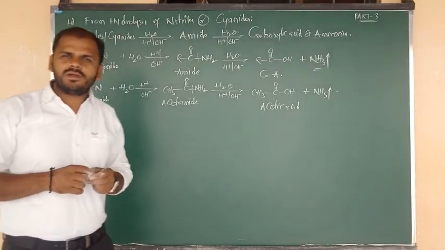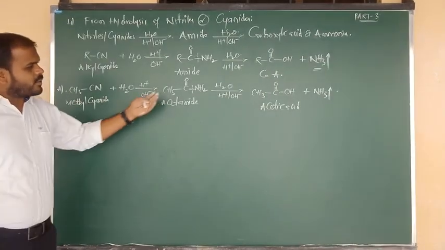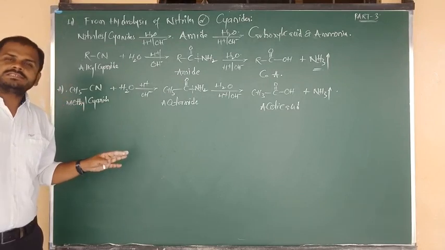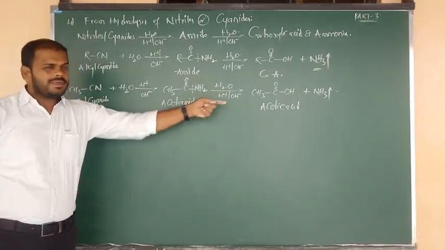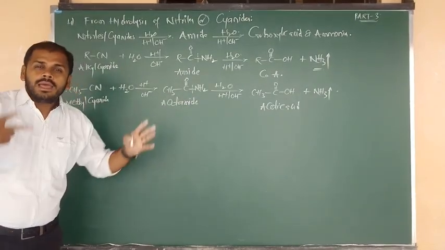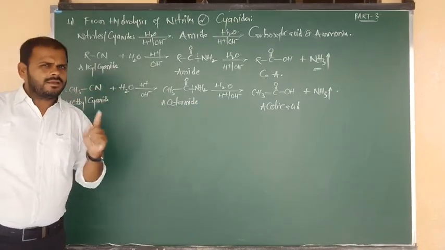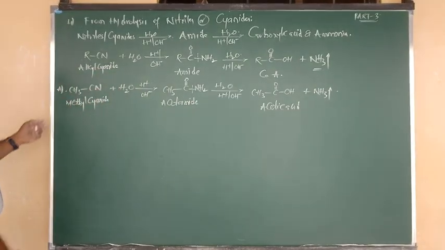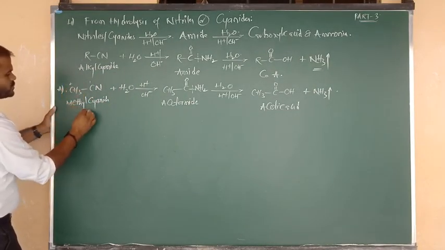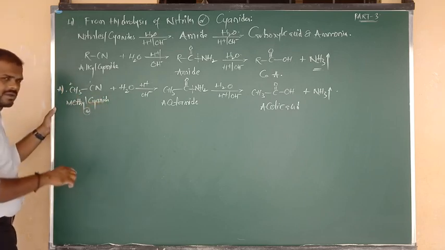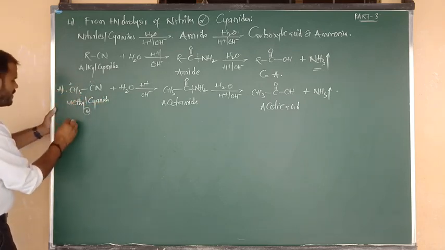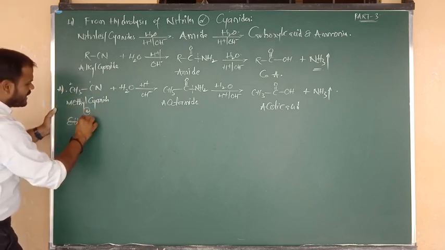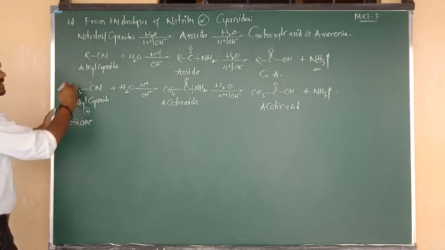Listen carefully, all of you. This is very important. Suppose you are asked to give the preparation of acetic acid from methyl cyanide. You can write it easily, but sometimes they will use another name: give the preparation of acetic acid from ethane nitrile. You have to remember this point about the IUPAC name. Methyl cyanide is the common name. For the IUPAC name, two carbons is eth, and a single bond between carbons is ane.